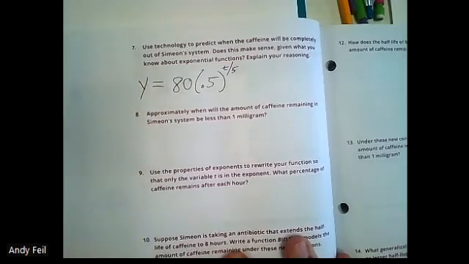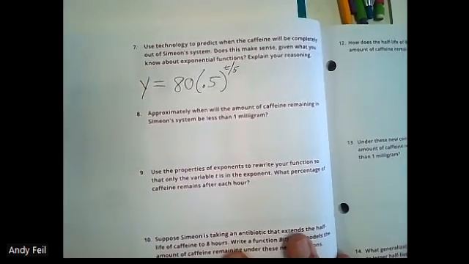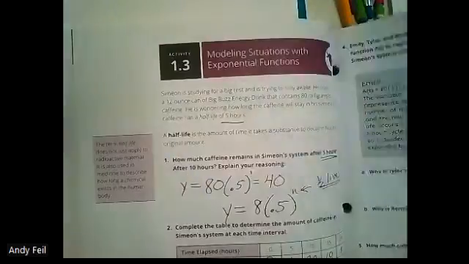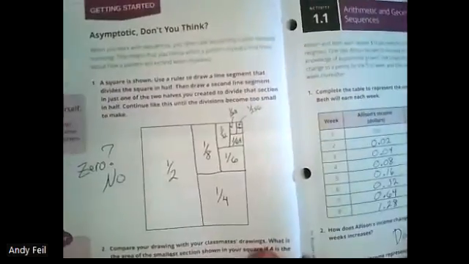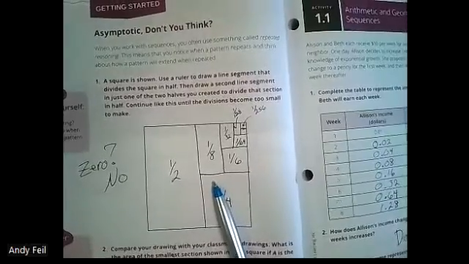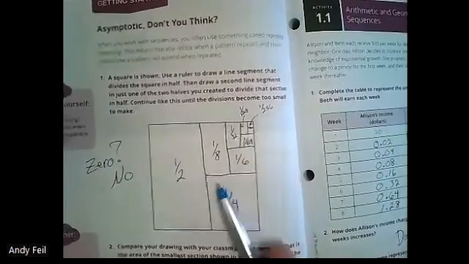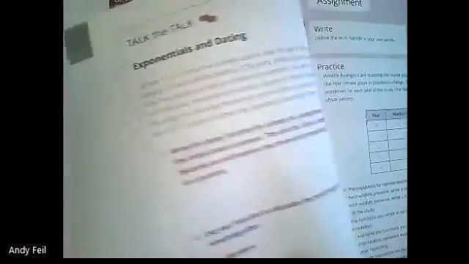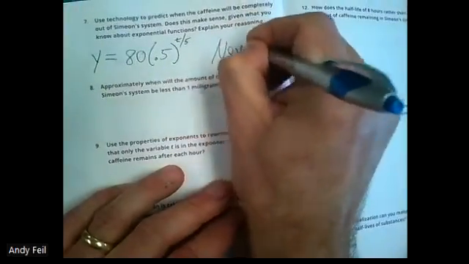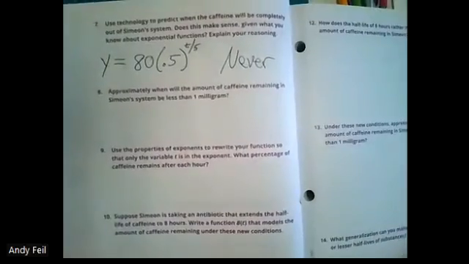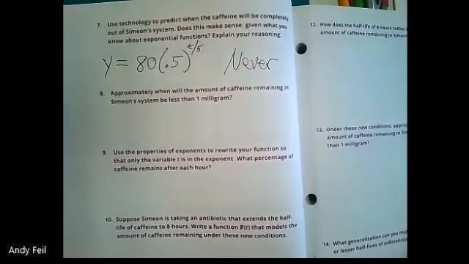Why do you say never? Why mathematically never? What happens when you divide something by 2 over and over and over again? Do you ever get it all the way down to 0? No, you don't. So the answer to this question, when will he be rid of the caffeine, is never. He'll never be rid of the caffeine because this is like an asymptote.